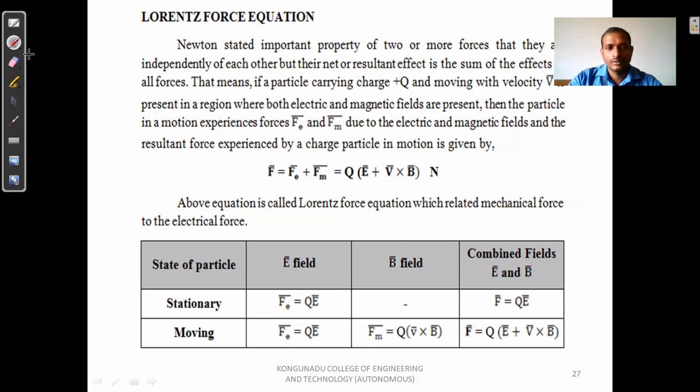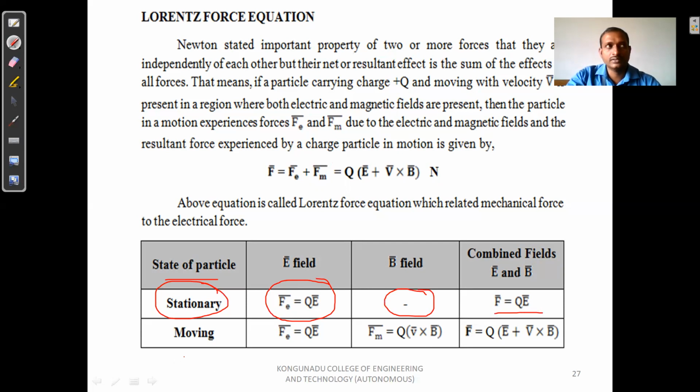For example, this is the state of the particle. If the particle is stationary, it produces force only due to the electric field. Because the charges are at rest, only the electrostatic concept is available. So here F equal to QE, that is charge into electric field. There is no magnetic force here, so finally we get the answer F equal to QE.